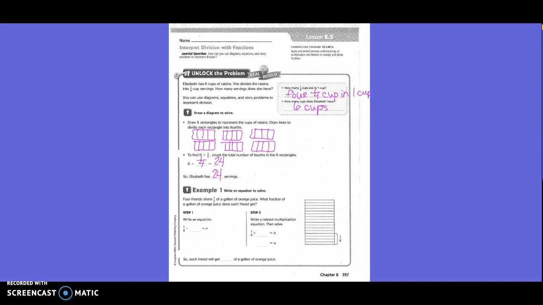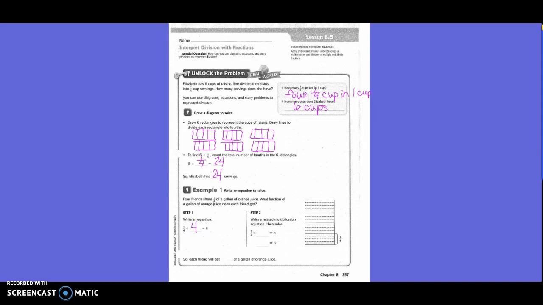Example number 1. Write an equation to solve. 4 friends share 1/4 of a gallon of orange juice. What fraction of a gallon of orange juice does each friend get? So they have some total, and it is only 1/4 of a total gallon, right? So how many friends are there? 4, right? So they did 1/4 divided by 4.